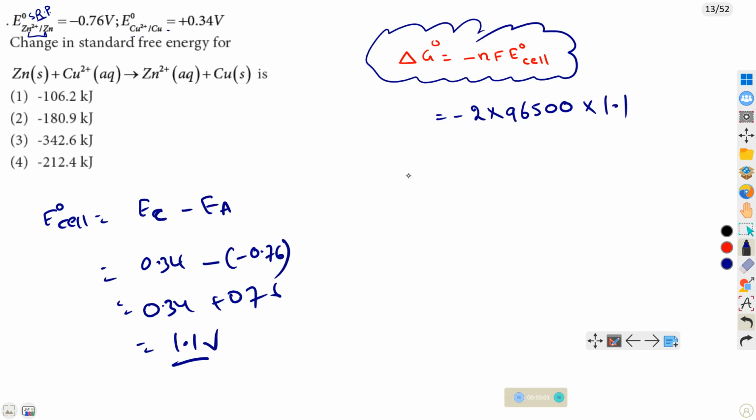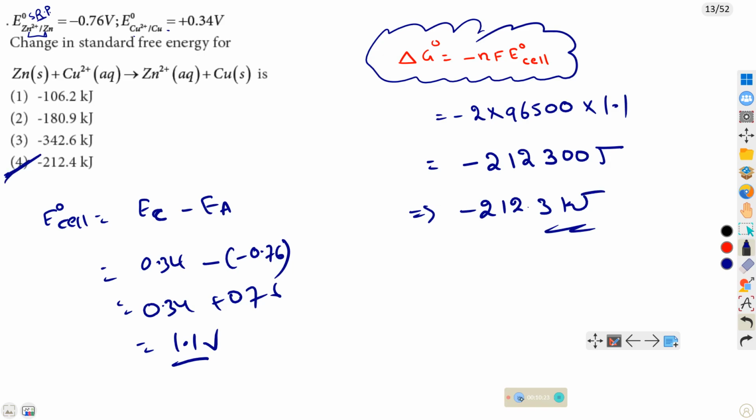Substitute 2 into 96500 into 1.1, then you will get minus 212,300 joules, converted to kilojoules, minus 212.3 kilojoules. Fourth option correct.